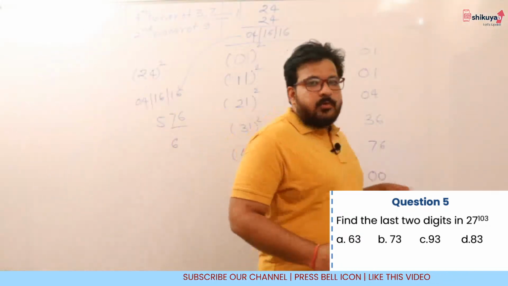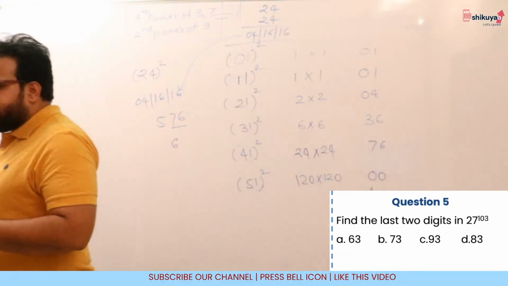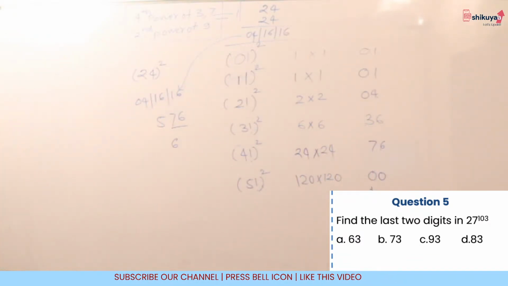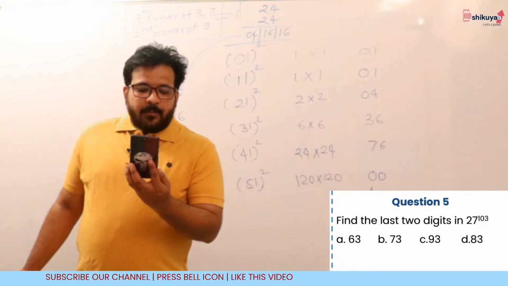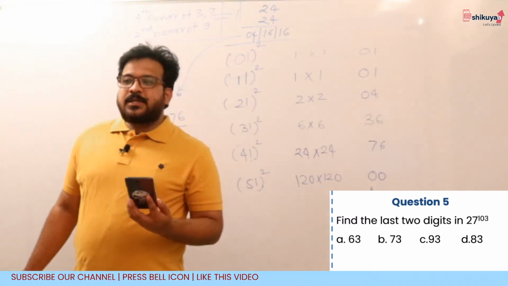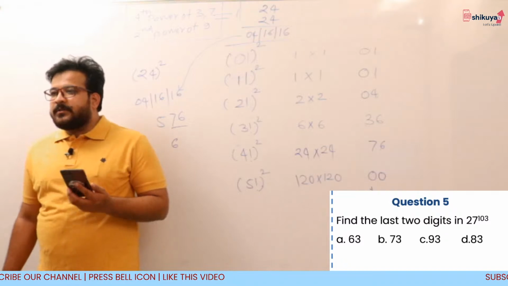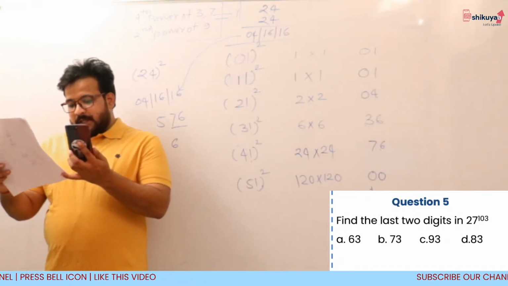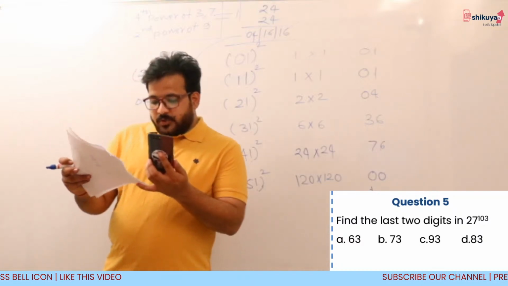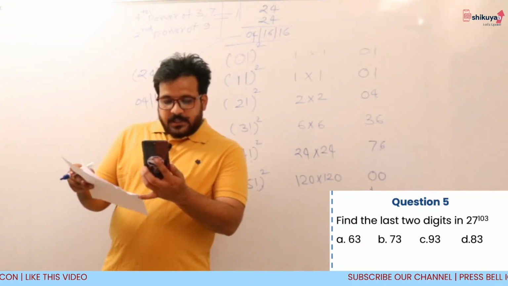I am going to clear the board. Okay, Pratiksha Patil, who is watching this session in the Shikuyaa application, is saying that the answer is A. That means she wants to say the answer is 63, is it?